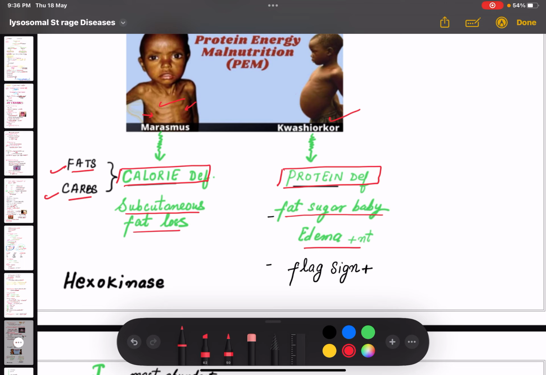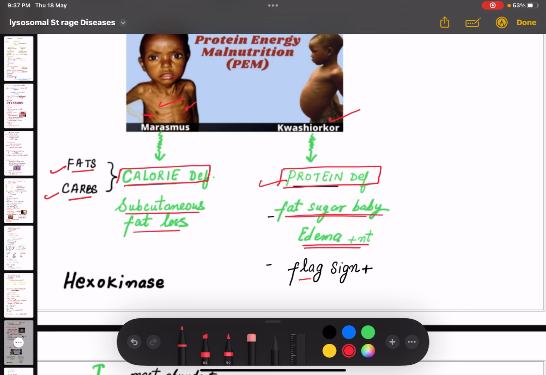Edema is present in both marasmus as well as Kwashiorkor, but the edema is more prominent in Kwashiorkor. In a question, if you see an edema-like condition, you will go for Kwashiorkor. The Kwashiorkor baby is also known as the fat sugar baby. In protein deficiency, why is the edema occurring? You might have heard that protein is very important: it holds all the fluid around it and does not let water or any fluid go outside the blood vessel. If the protein is deficient, the fluid is lost from the intravascular compartment to the extravascular compartment, and that results in edema.